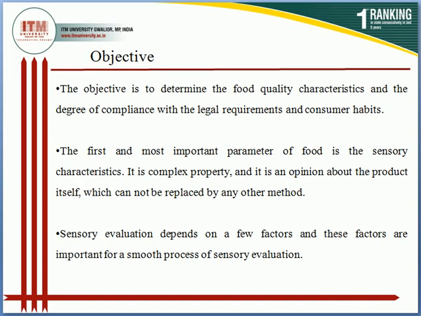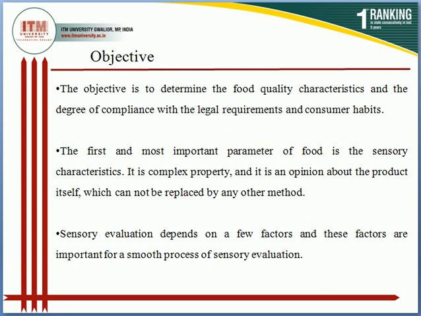Okay, now come to the objective part. There are three main objectives. The first objective is to determine the food quality characteristics and the degree of compliance with legal requirements and consumer habits, that is, what the consumer requires. These factors are mainly important for analyzing what types of product can be accepted by the consumer, right?